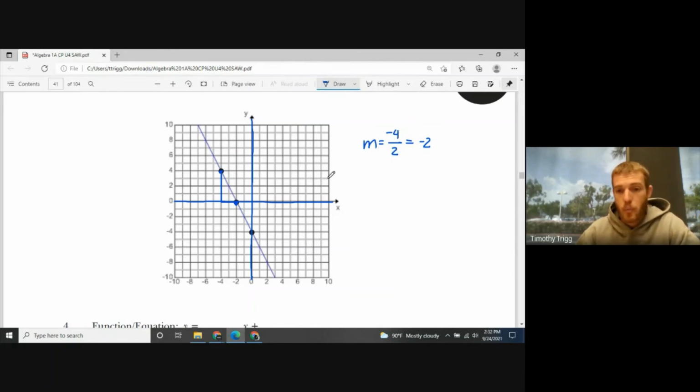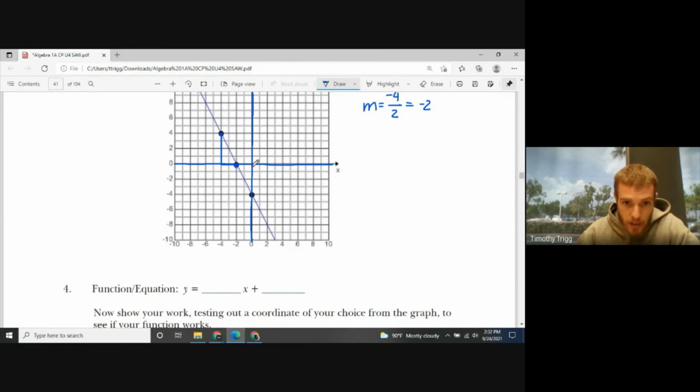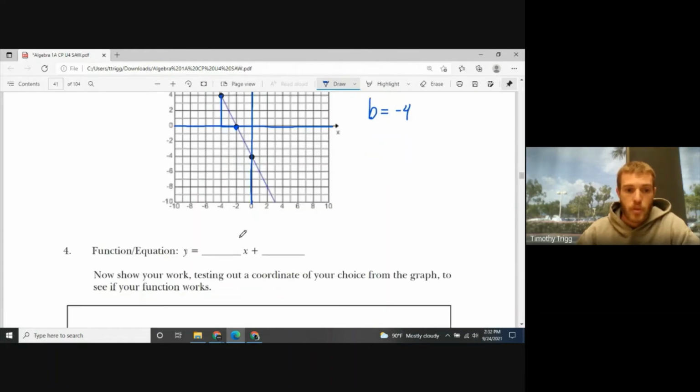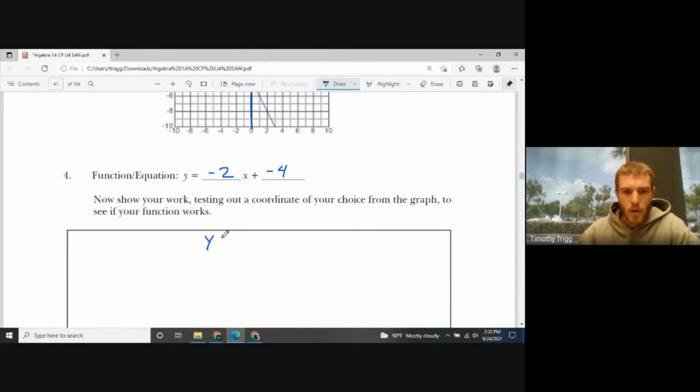Okay, and then where's our y-intercept? So our y-intercept is where our line crosses the y-axis. So that's right here. 1, 2, 3. Right here at -4. So that's our y-intercept, at -4. Okay, so now we can write our equation. y equals -2x plus -4. When I write it down here, I'm going to go ahead and write it as -2x, instead of plus -4, I'm just going to write -4. And this is usually how you'll see it anyway.